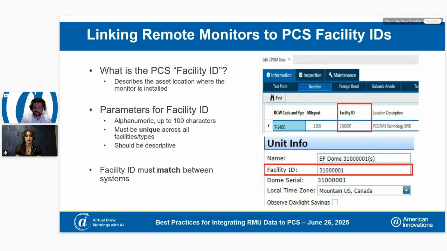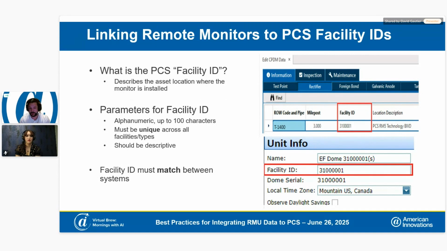Because PCS is a database, it really does not like to have duplicates, right? Duplicates are a big problem with databases. They make it really hard to query your data, to run reports, to find what you're looking for. And so we have these IDs on the back end that help with that from a technical perspective, which we're not really going to talk about.